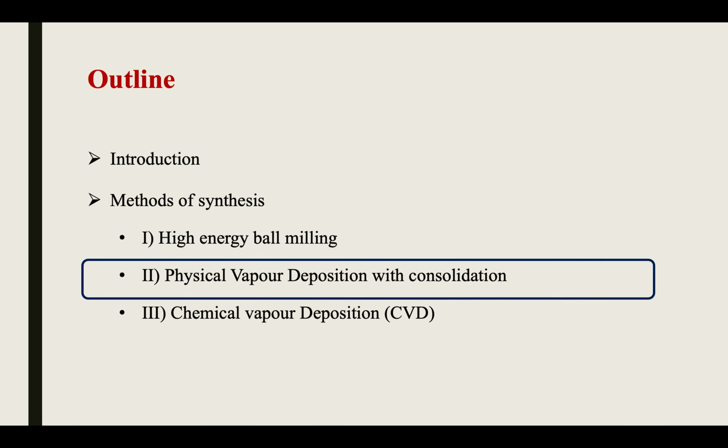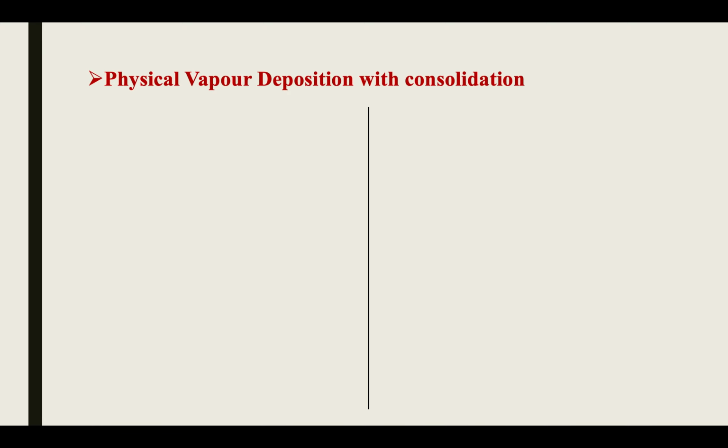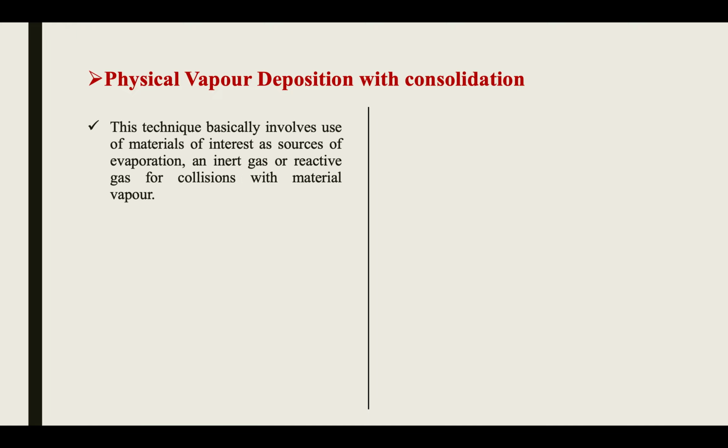Now we are moving to the second point, that is physical vapor deposition with consolidation. So we will see the second method to synthesize nanomaterial. As the word suggests, physical vapor means whatever material is coming into the vapor form is getting deposited with consolidation. Now we will see how the technique works. This technique basically involves the use of the material of interest as the source of evaporation. For evaporation, we have to use an inert gas or reactive gases for collision with the material vapor. So that is the condition.